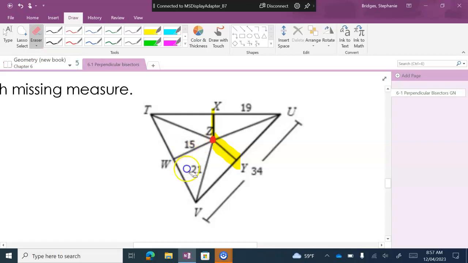So what that means is that the length of ZU is going to be equal to the length of ZT, and it's also going to be equal to the length of ZV. That point Z, the circumcenter, is going to be the same distance to each corner of my triangle. Not to each side, but to each corner of my triangle.